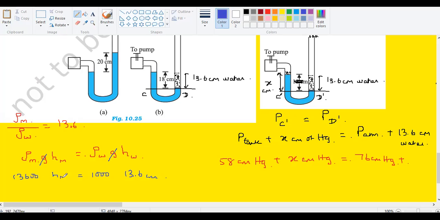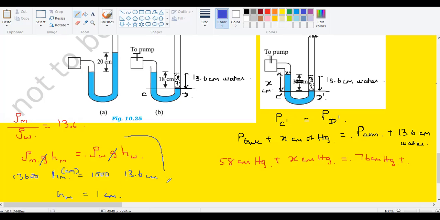H of mercury: I need to find the corresponding height of mercury, so this will come on this side. 13.6 into 1000 will give me 13,600, so both will cancel. H of mercury will be 1 centimeter. Why centimeter? Because if this is in centimeter, this should also be in centimeter. This M is not meter, this M is mercury. So understand all the suffixes properly.